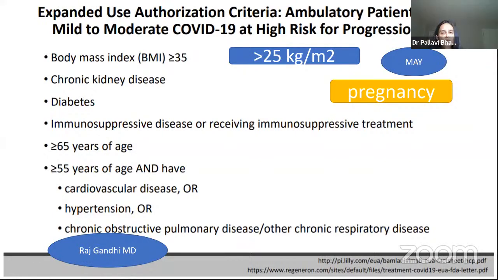Okay, so BMI more than 25, pregnancy, presence of chronic kidney disease, a diabetic patient meets the criteria. Any patient who's on immunosuppressive treatment or has a disease, for example CLL, which affects either the ability to respond to a vaccine or, if exposed, would progress into severe disease, they would qualify. Anybody who's 65 or above, or if you are more than 55 and less than 65 with any of these health problems, cardiovascular disease, hypertension, COPD. So the criteria are pretty loose.